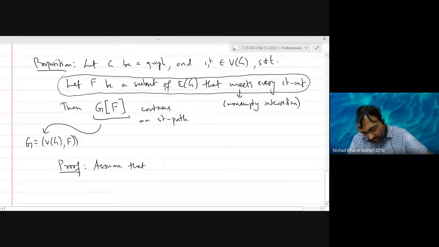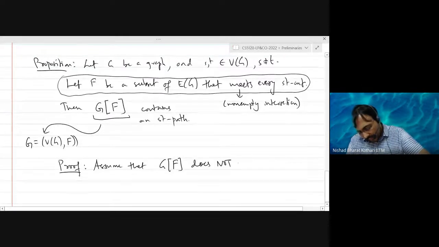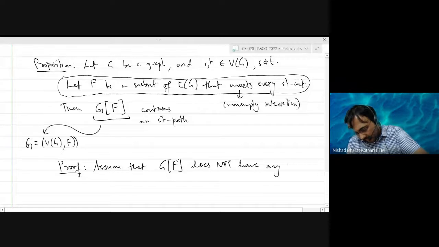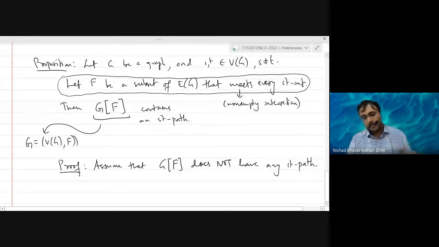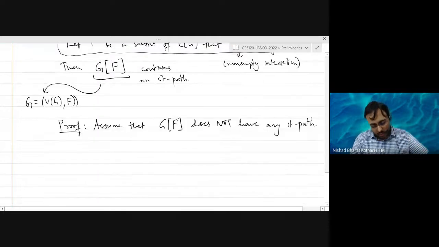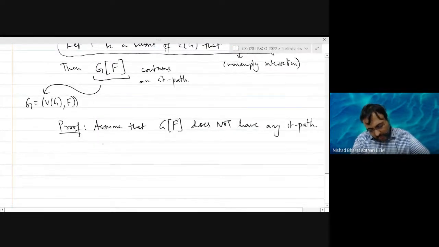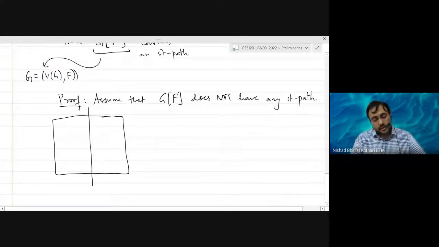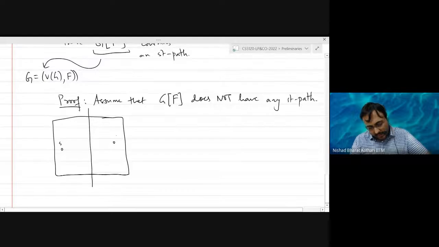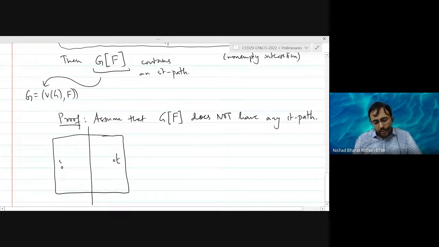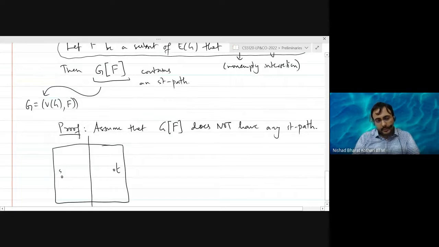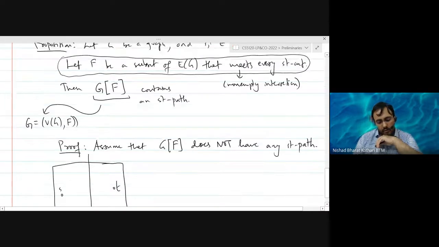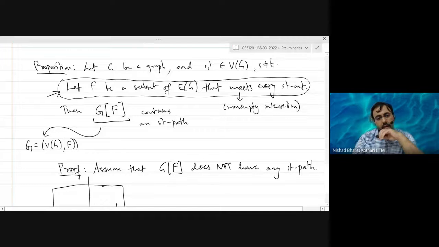Assume that the graph formed by these edges does not have any ST path. Okay? And what we want to do is find a partition of the vertices so that S is on the left side, T is on the right side, and we want to conclude that no edges from this cut belong to the set F. Right? That would contradict our assumption, which is that the set F meets every ST cut.